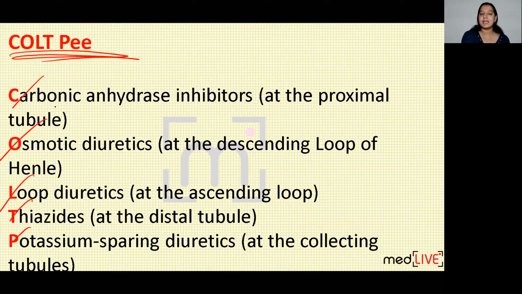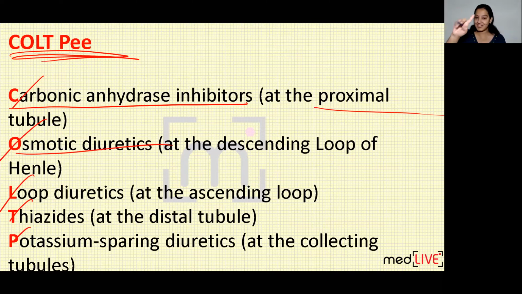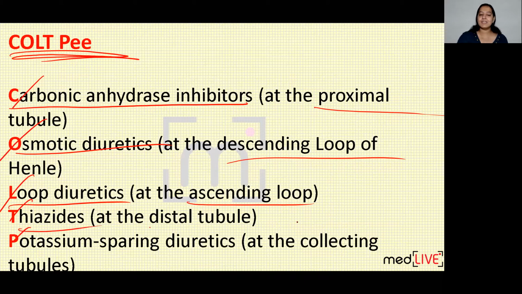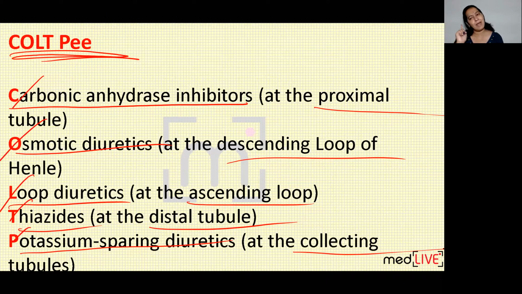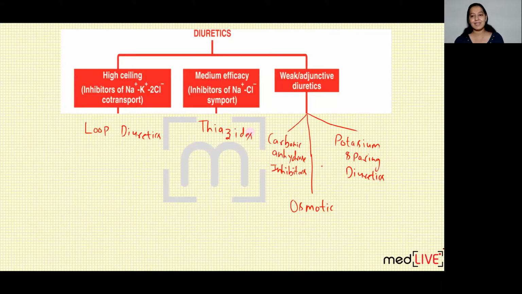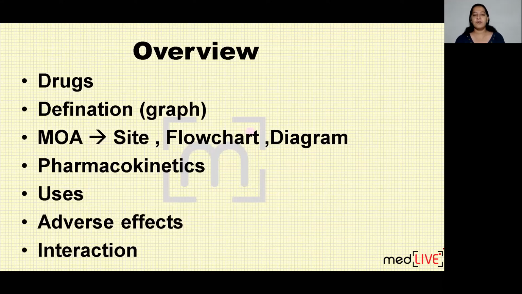COLTP. C stands for carbonic anhydrase inhibitor, which acts on the PCT. O stands for osmotic diuretics, which act on the descending limb. L stands for loop diuretics, which act on the ascending limb. T stands for thiazides, which act on the DCT. And last, P stands for potassium sparing, which acts on the collecting tubules. So never forget, many MCQs come on this concept, the site of action of diuretics on different parts of the nephron. You will never forget it.